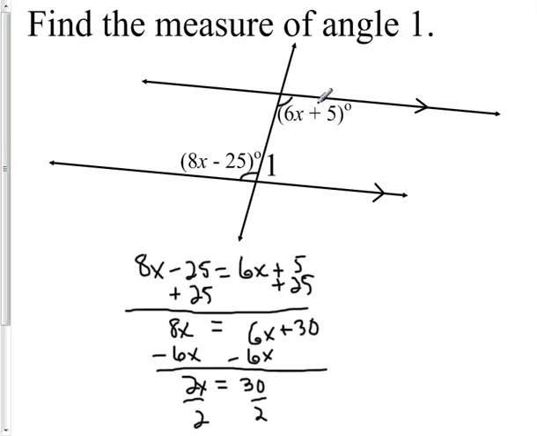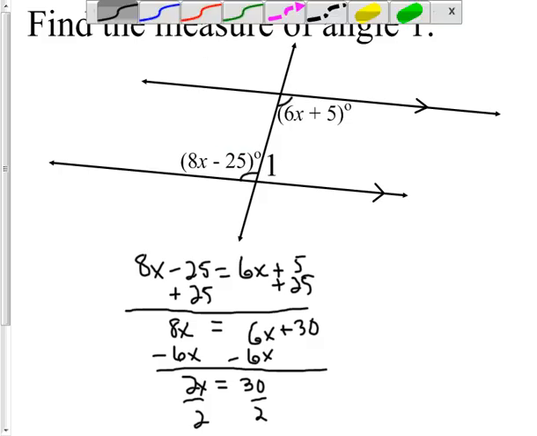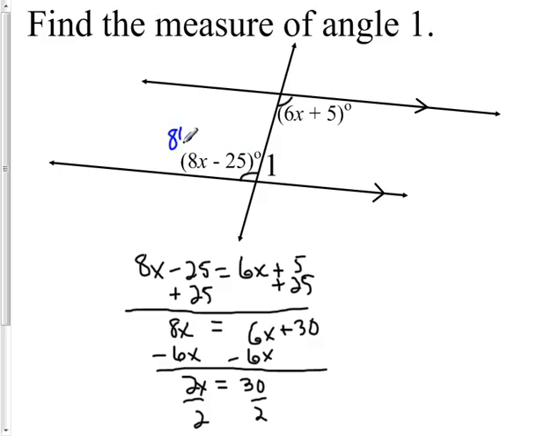So they said find angle 1. So what I'm going to do is put 15, that's what I got for x, in for x here, and then I'll get this angle, and once I have this angle, I can figure out what angle 1 is. All right, so let's do that. 8 times 15 minus 25. And so 8 times 15 is 120. Minus 25 is 95 degrees. So this angle right here is 95 degrees.